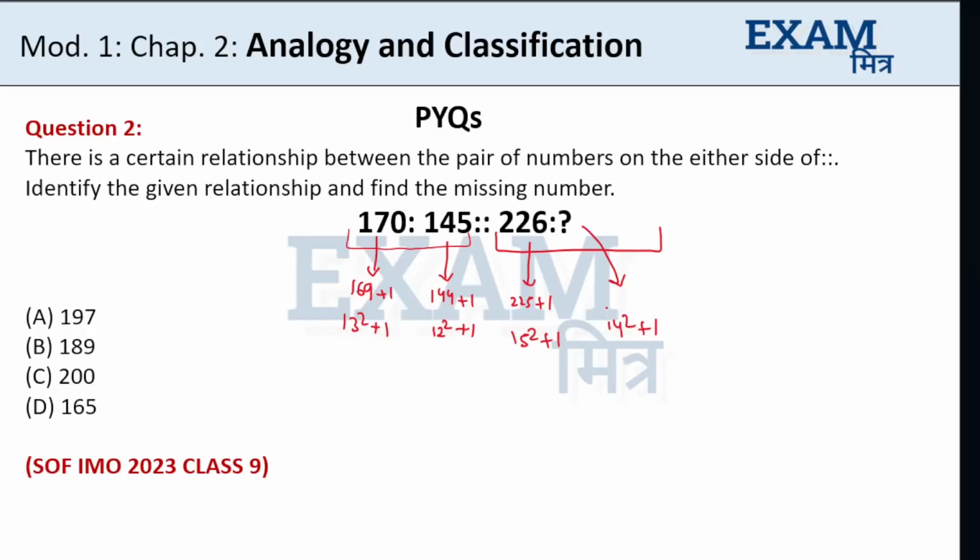What is 14 square? It is 196, then plus 1. So this will give us 197. So our correct answer is 197. This was asked in SOF IMO 2023 class 9. Let's move to the next question.